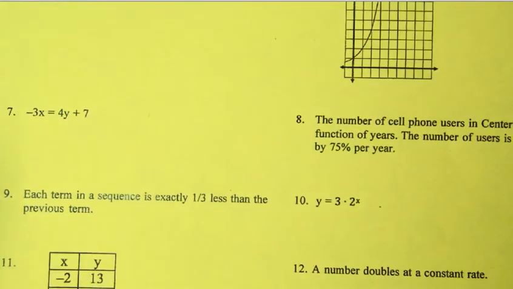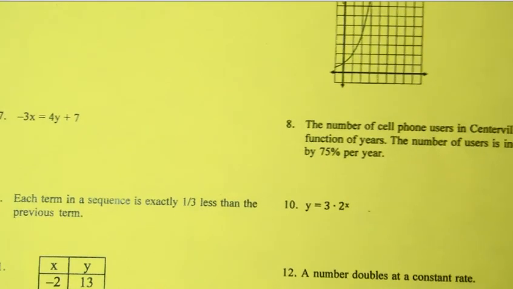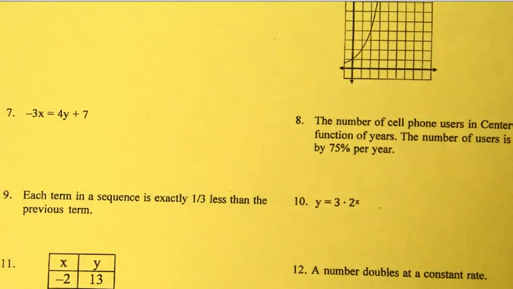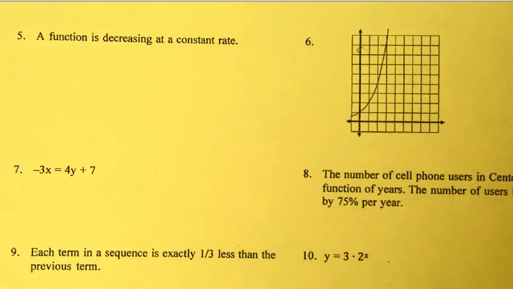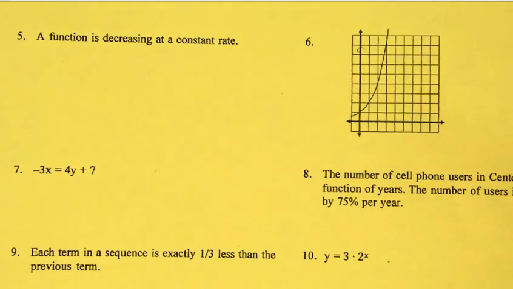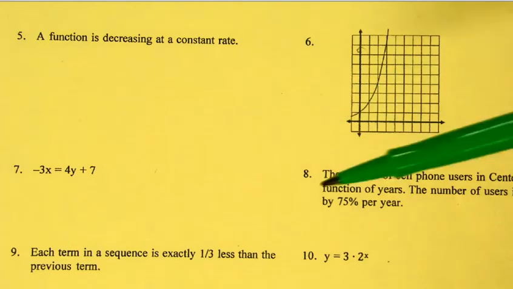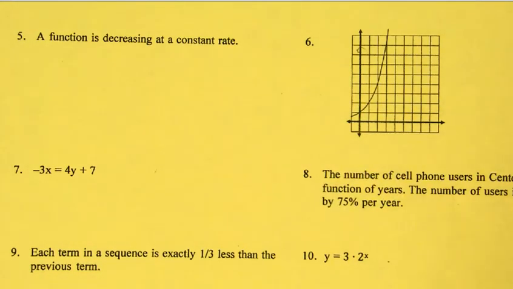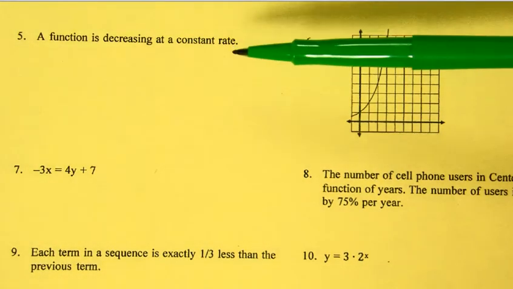All right, so you'll see on the paper that we have graphs, tables, equations, but if you look at 5 and 9 and 8 and 12, we have words. So a couple things to remember, look at what's written very carefully. Function is decreasing at a constant rate. We wrote something in your notes that will help you determine if that's linear or exponential. Okay, so something decreasing, exponential and linear both can have a decrease or like a decay type situation, but which one would have a constant rate?